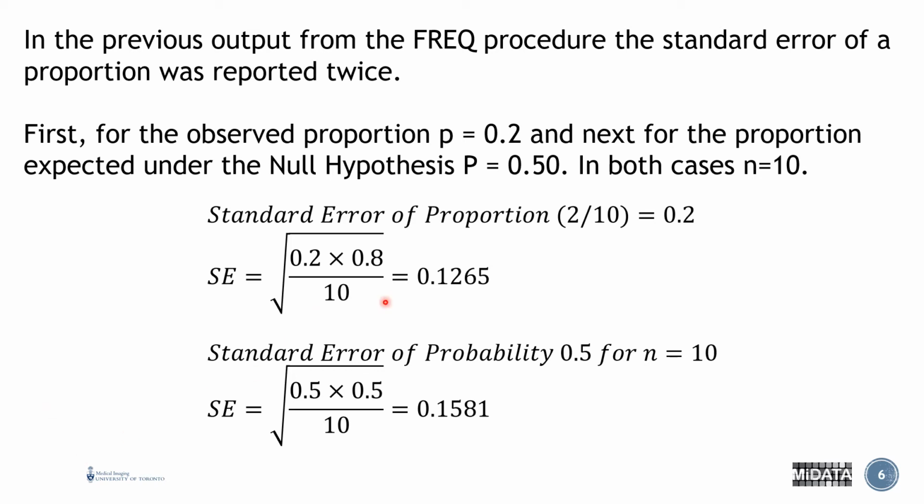So if we do the calculation ourselves, we'll see that the standard error is equal to the square root of 0.2 times 0.8 divided by 10, which is 0.1265. And if you go back to the slide, you'll see that that's exactly what SAS reported. And for the null hypothesis, we get 0.1581. And once again, if you look on the right side of the slide, you will see that that's what the standard error was calculated for by SAS.